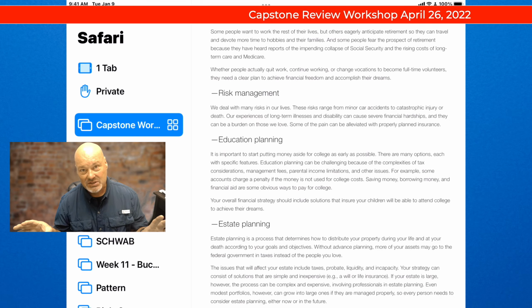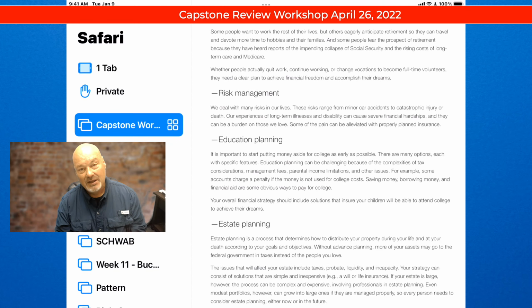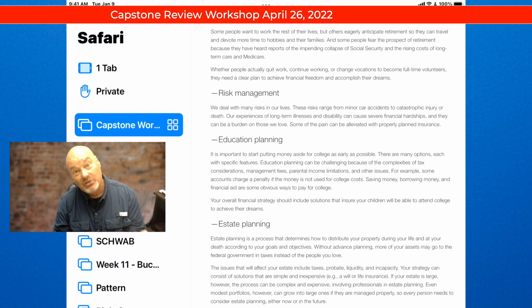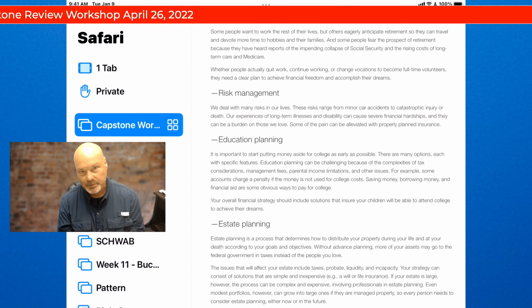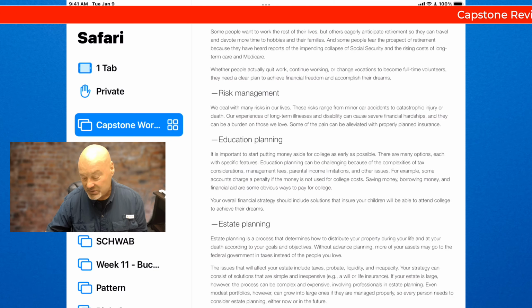So when I say risk management, as a financial planner, I want my clients, I want you as my students to be thinking about not just ways you can spend money to transfer risk, but what are some things you can do to manage risk in your own life in a way that's cost effective. So that's what the R stands for.